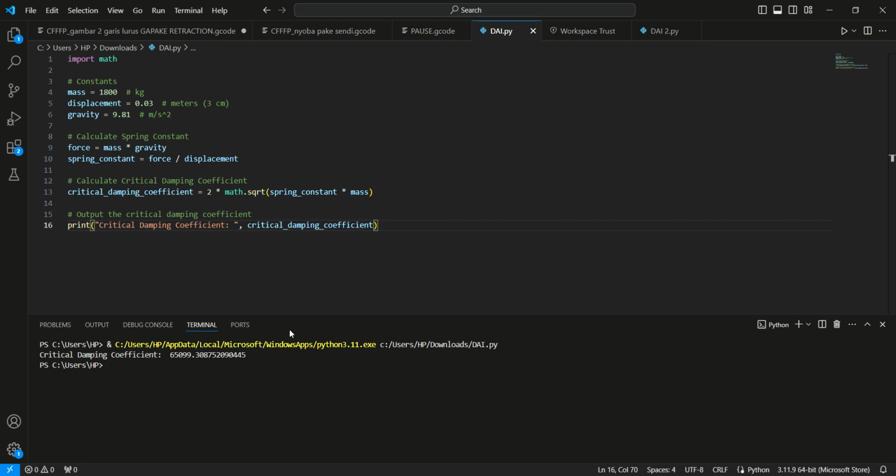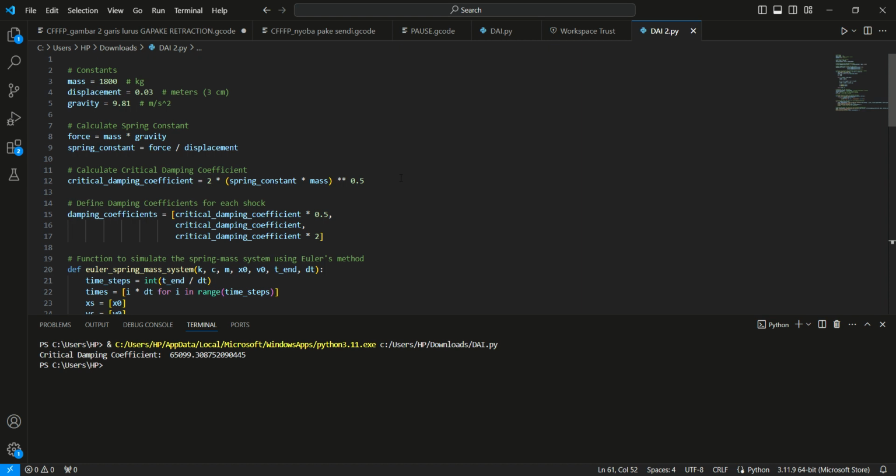So the critical damping coefficient is 65,099.3. So that's the answer for the first problem. And then let's move on to the next problem.